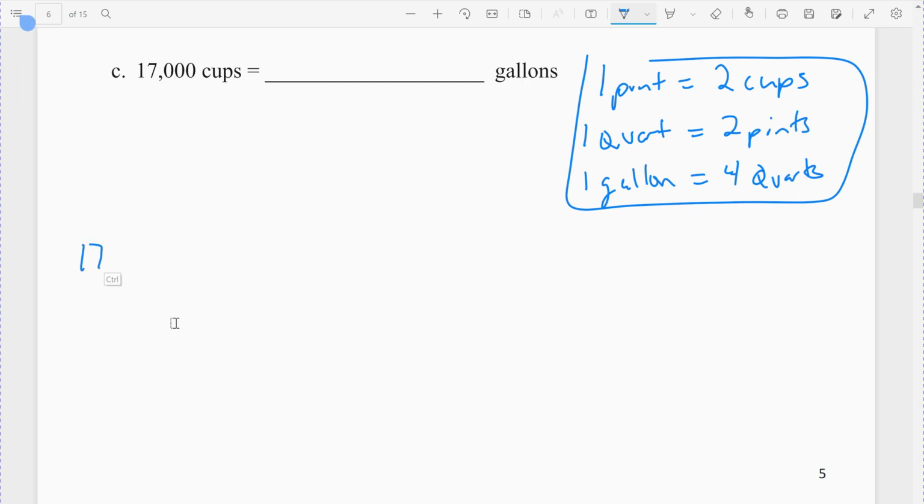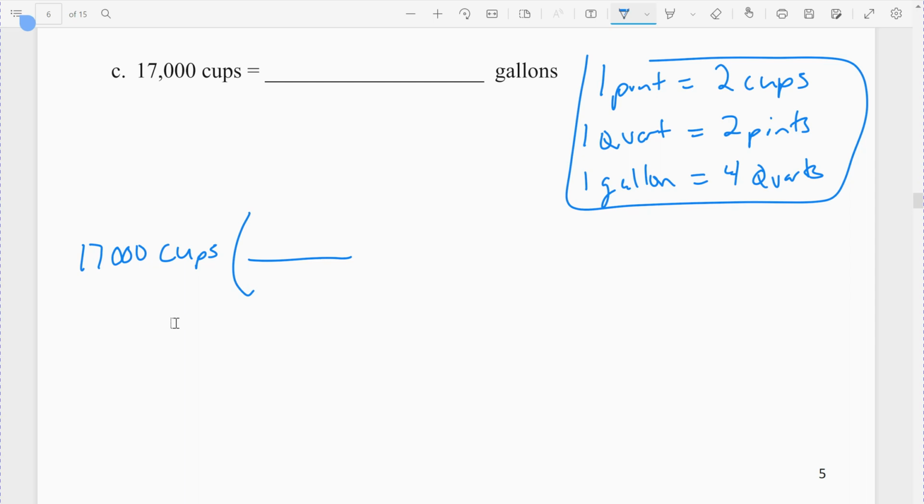So I've got 17,000 cups. Since I did all the other ones sort of straightforward, this one, in case you're a person who wants to do it step by step, I'll do this one-step-at-a-time conversion. First I'm going to convert cups to pints. So I'm going to do it 1 step at a time. Cups to pints, then I'll do pints to quarts, and then I'll do quarts to gallons.